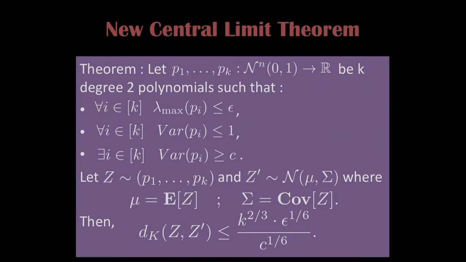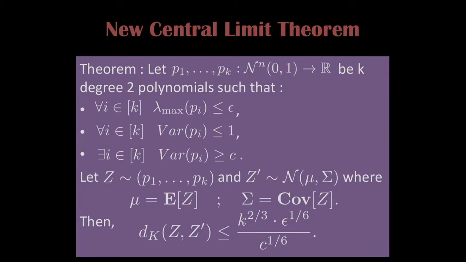And what multidimensional normal can it look like, if it at all looks like a normal? Well, the one which has the same first and second moments as the joint distribution. So it says that the joint distribution of the polynomials p1 to pk looks like a multidimensional normal with the same mean and covariance matrix as p1 to pk, and the Kolmogorov distance between these two distributions is k to the 2/3 times epsilon to the 1/6 divided by c to the 1/6. So if all the polynomials had variance 1, then the Kolmogorov distance is just k to the 2/3 times epsilon to the 1/6.